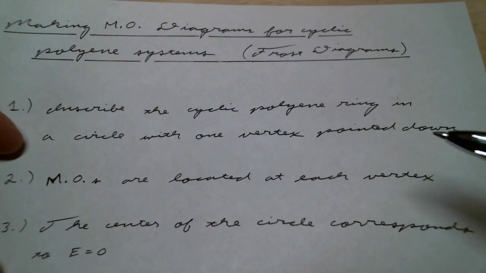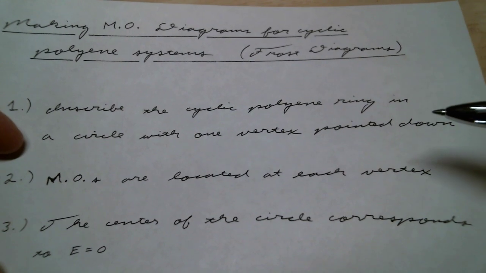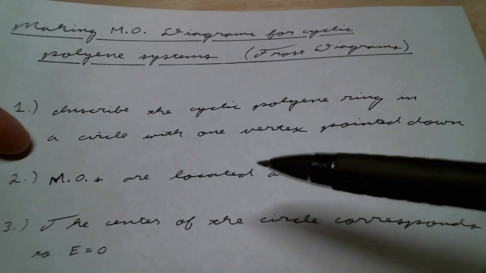Then you place a candle at each vertex and pray to the dark. Wait a second, that's not the rules for making molecular orbital diagrams.